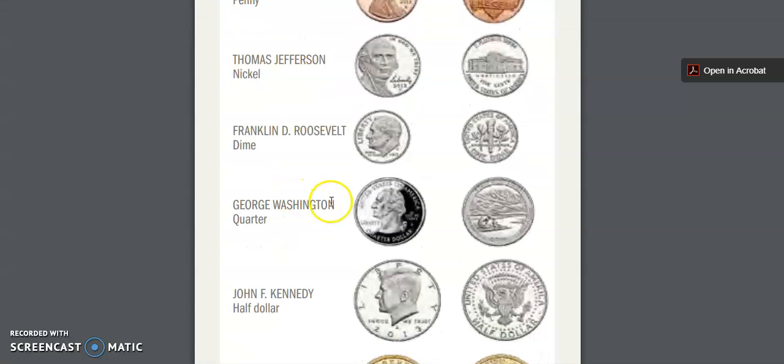We also have George Washington, who was also a president. He is on the quarter, and the quarter is worth 25 cents. Very good.